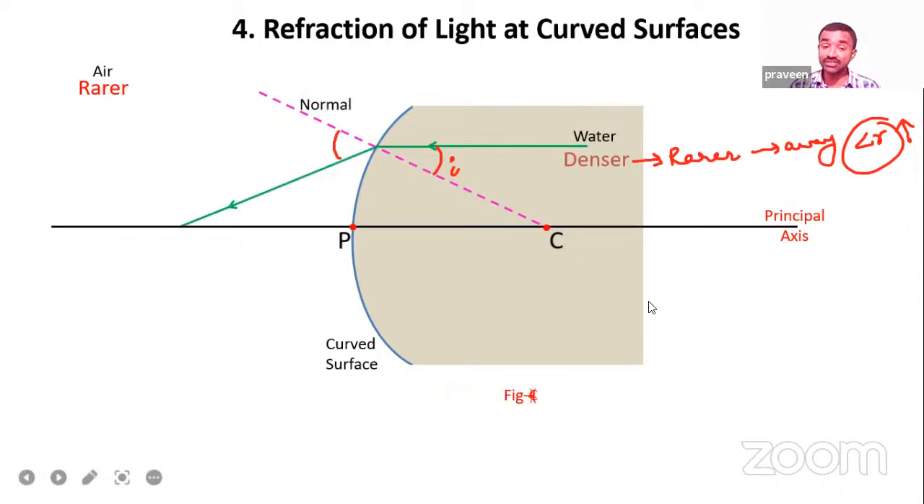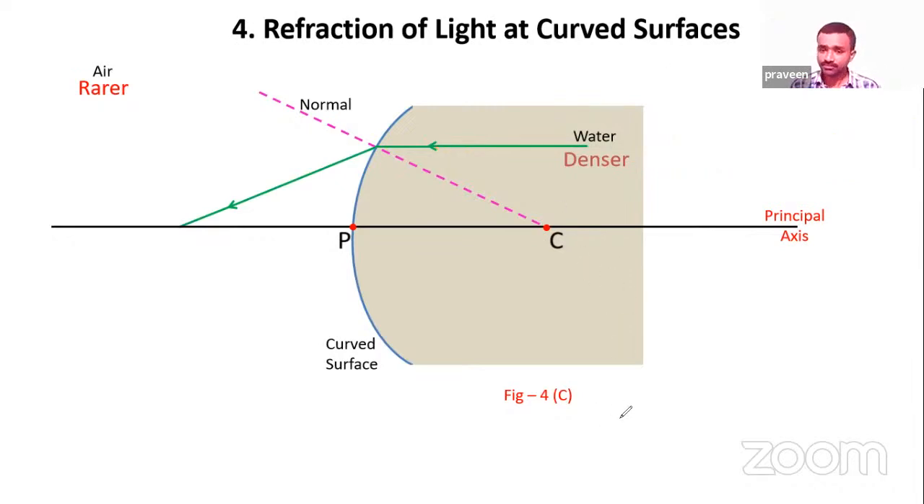And it is going to meet the principal axis on further extension. If you extend that light ray after refraction, it meets the principal axis at a certain point. So in two cases, I notice that the light ray meets the principal axis after refraction, not depending on the curved surface, just depending on the rarer to denser medium. So we are generalizing these light rays' behavior with the curved surface.